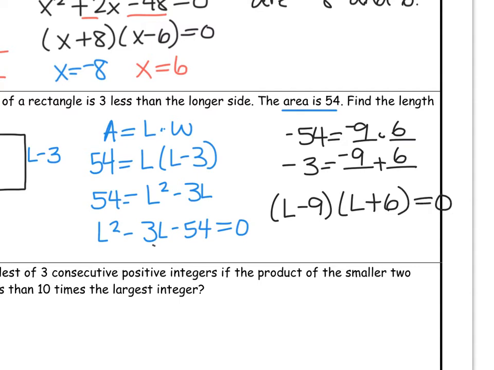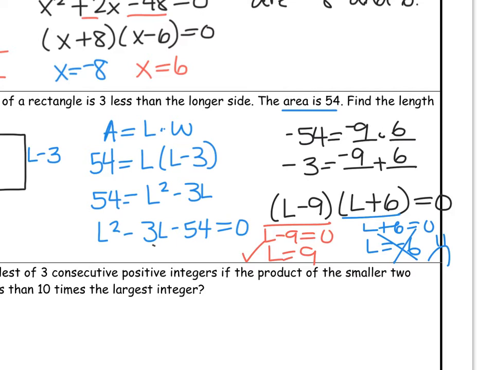Using our zero product property, if we do L minus 9 equals 0, then the length equals 9, and that works. If we do L plus 6 equals 0, that means the length equals negative 6, and that's not going to work because we can't have negative numbers. So it's asking us to find the length and the width. So if the length is 9 units, then the width has to be 6 units, because that's 9 minus 3. So the dimensions of our rectangle are 9 units and 6 units.